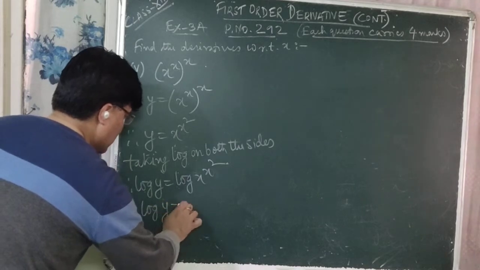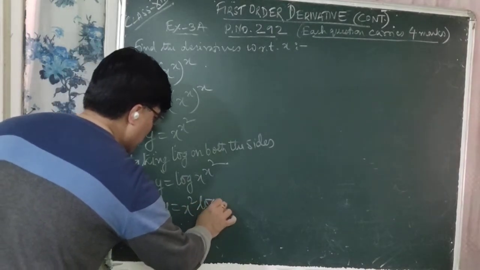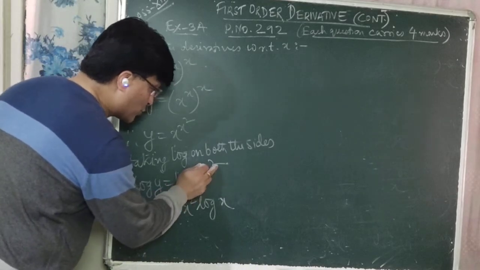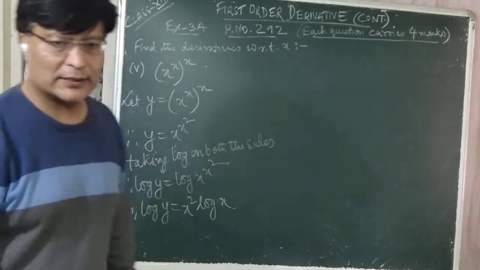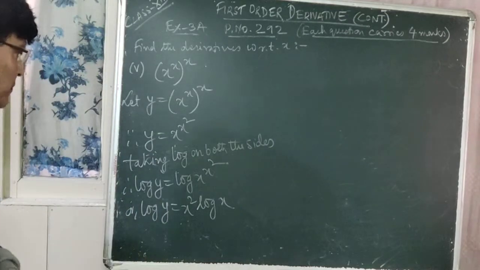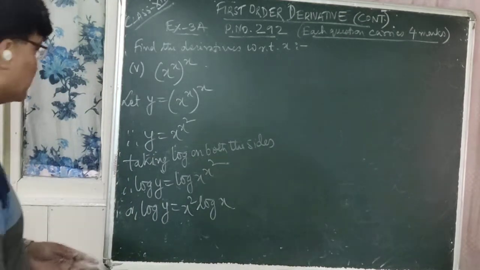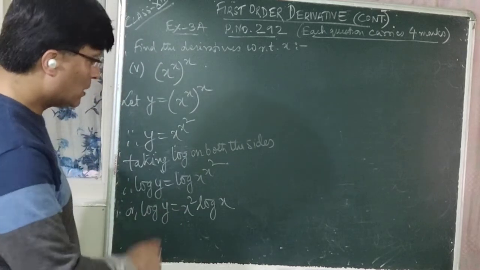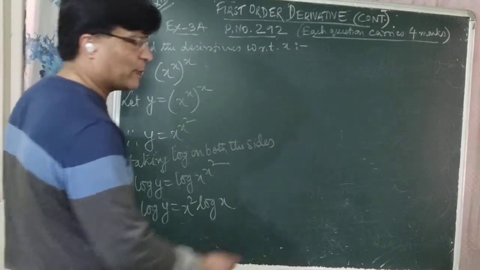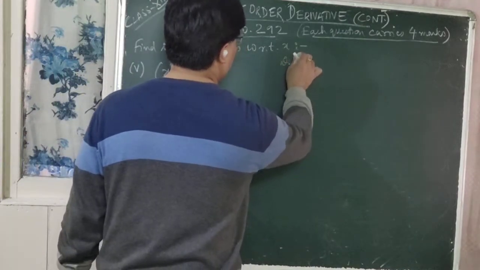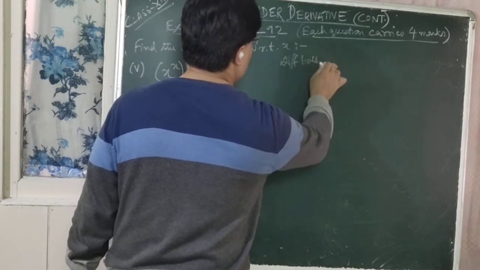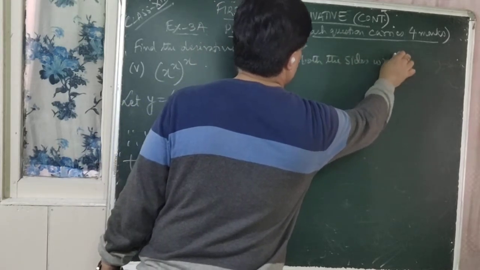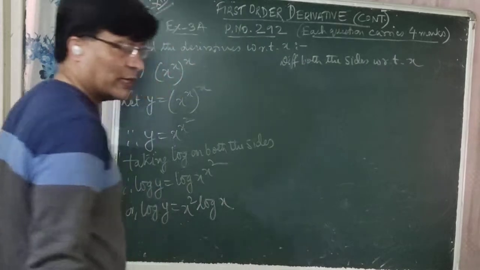Or log y is equal to x square log x, comes in the front, isn't it? That is the property of logarithm. Is that clear? Now you can differentiate both the sides with respect to x. So differentiating both the sides with respect to x. Okay.